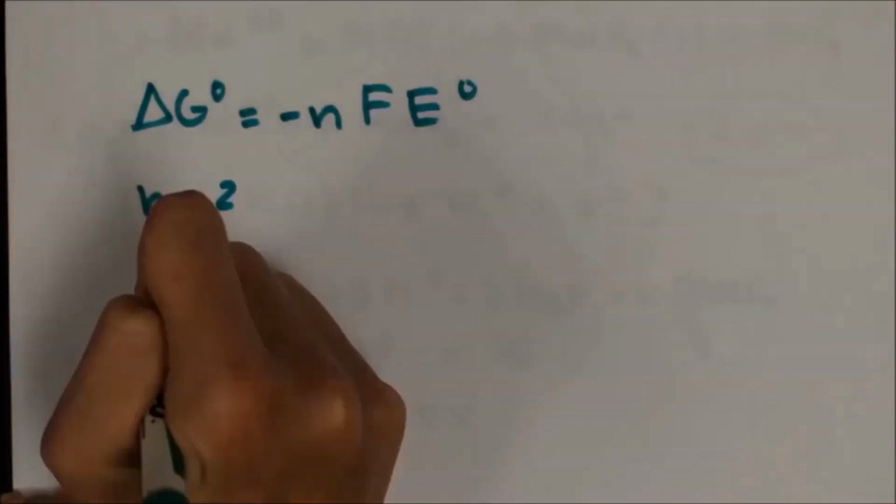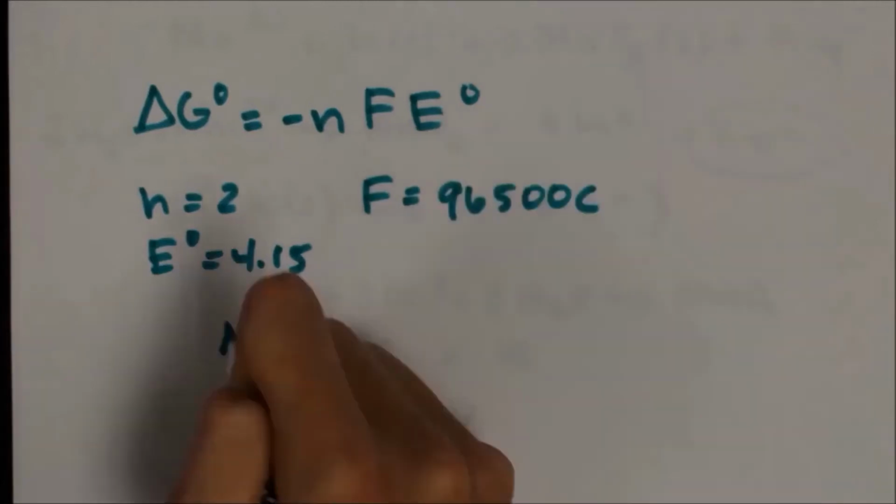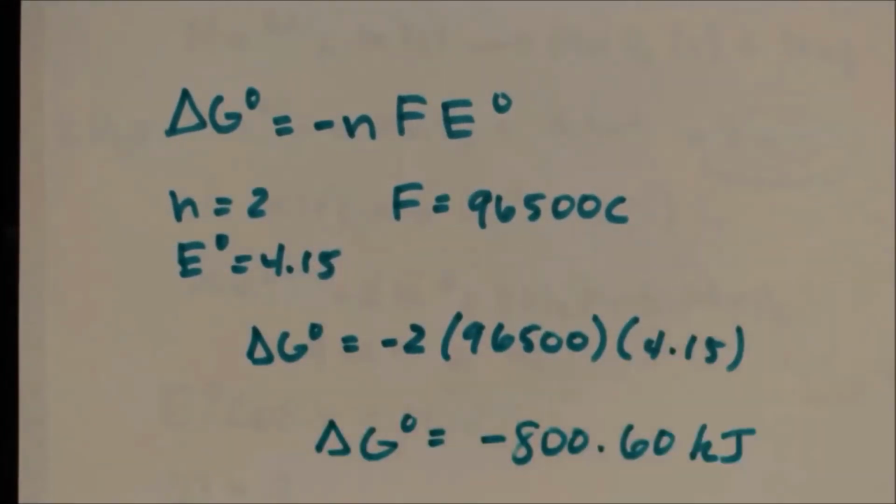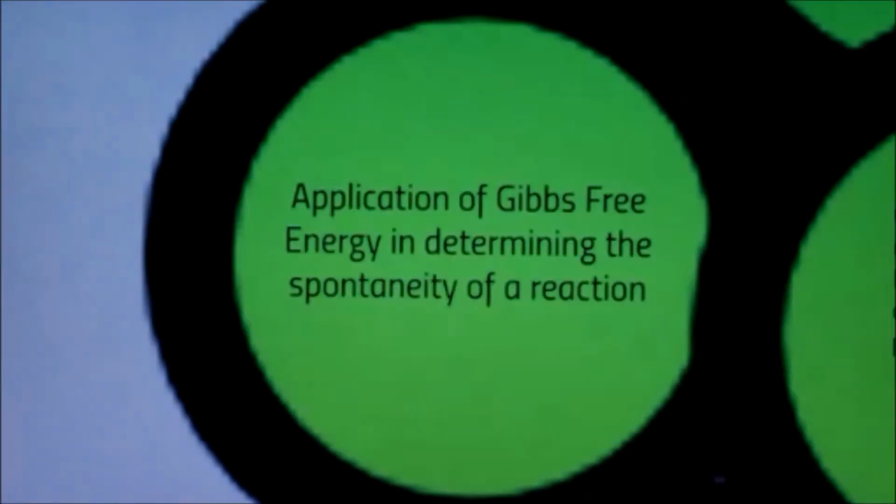Now if we plug these values into our formula with an n of 2, a standard cell potential of 4.15, and for F, we use Faraday's constant, which is 96,500 coulombs. Multiply all these together, and we get a Gibbs free energy value of negative 800.60 kilojoules per mole. As mentioned before, Gibbs free energy is useful in determining the spontaneity of a reaction.